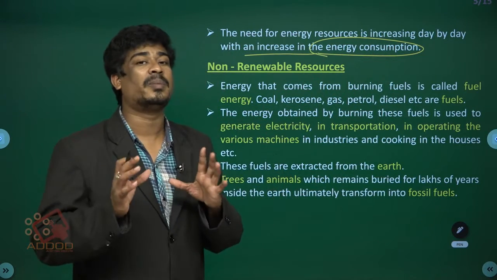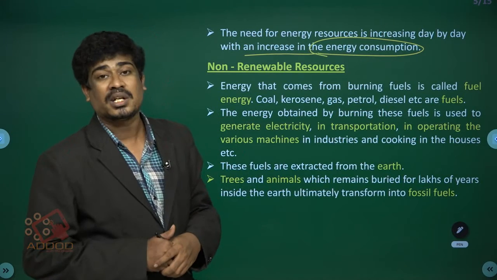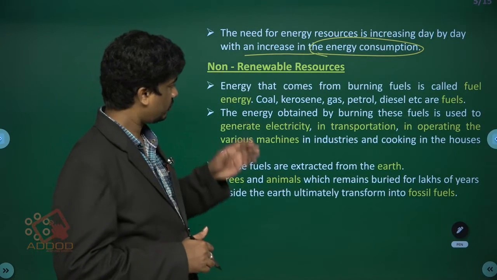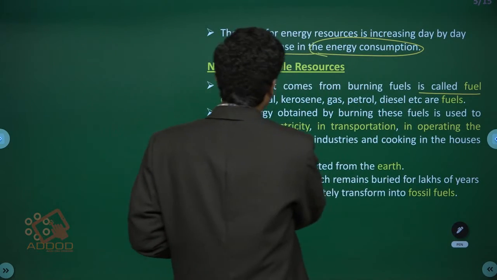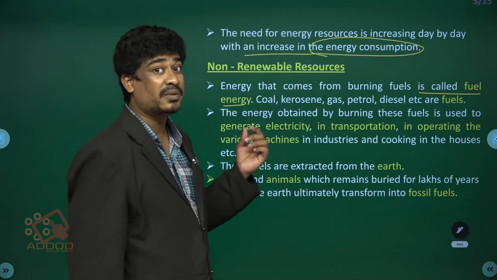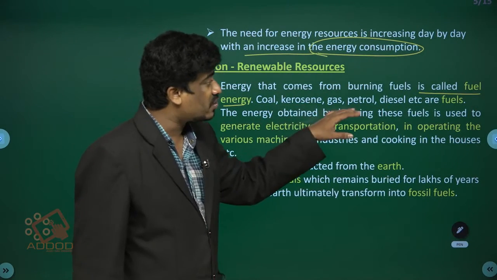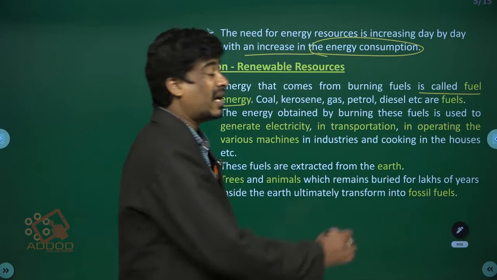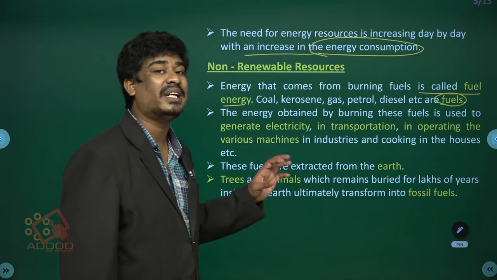Right? What is the reason? Population, increasing of population. Non-renewable resources. Let me see. Energy that comes from burning fuels is called fuel energy. Burning the fuel, we can get energy. The type of energy is called fuel energy. Coal, kerosene, gas, petrol, diesel, etc. are fuels. Why? Because burning these, we can get energy. So these are fuel energy.